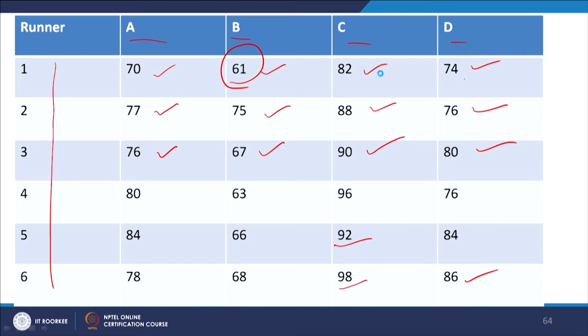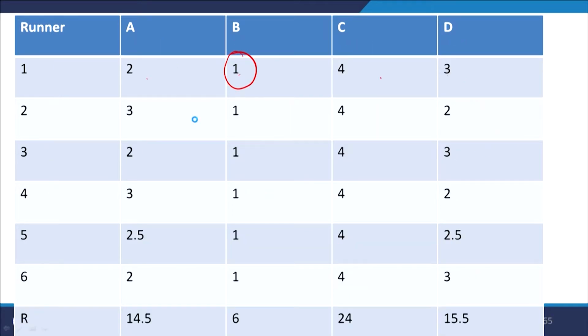So, now we will see here. Which is the first rank among these 4? 75 is first, then second, then 3, then 4. So, 3 1 4 2, is it there? 3 1 4 2, correct.